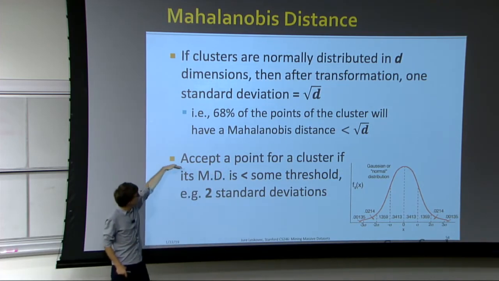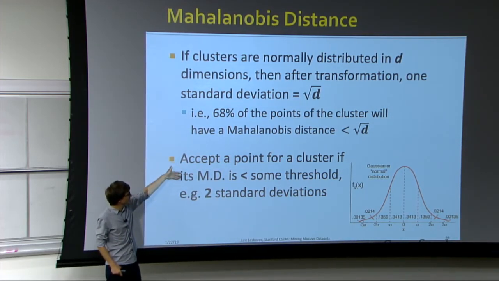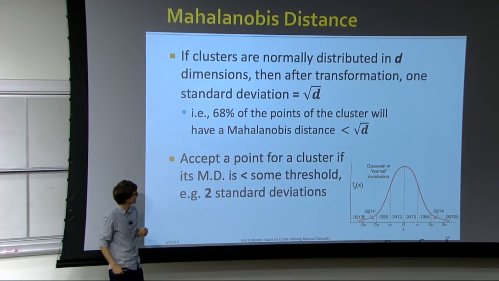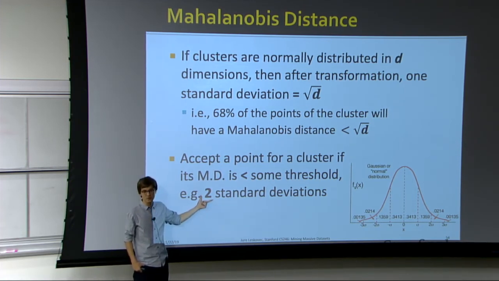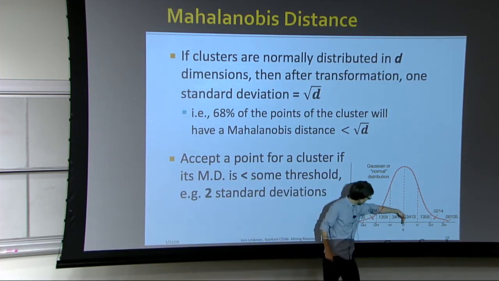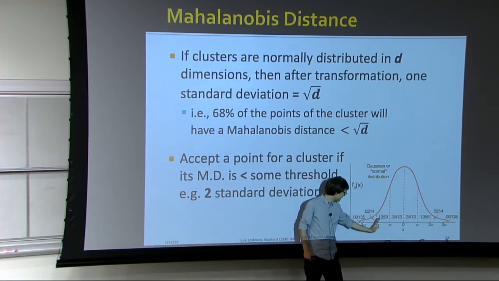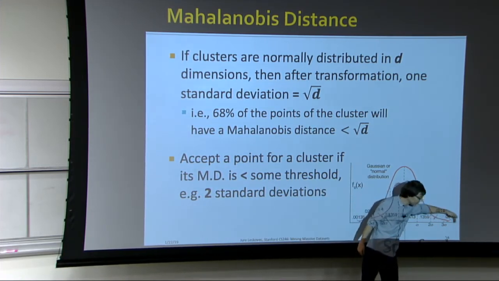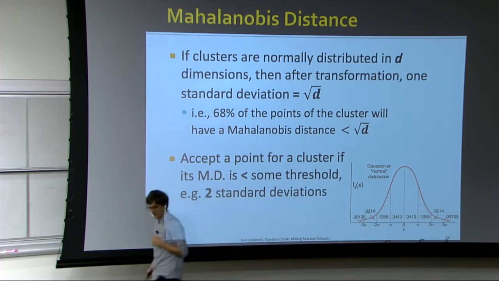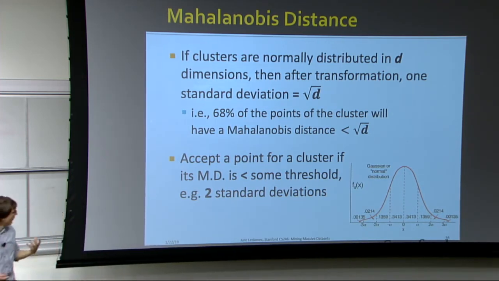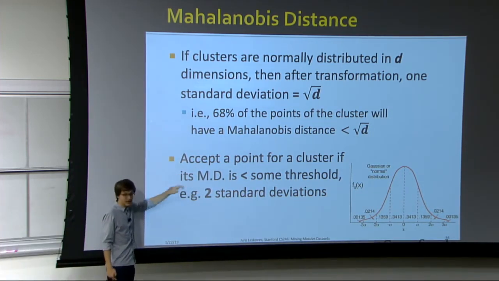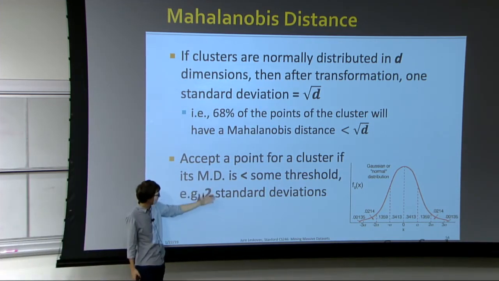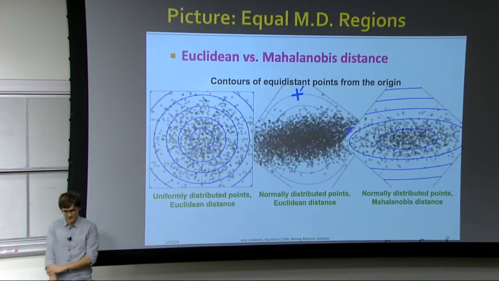So this means that I can decide to accept a point as belonging to a given cluster if the Mahalanobis distance between the point and the centroid of the cluster is less than some threshold, let's say 2 standard deviations, right? Because I know that within 2 standard deviations from the center, I will cover 95% of the data, like 2.5% this way and 2.5% that way. So this is how we can come up with a principled way to decide on the threshold for when to assign a point to the cluster. We'll assign it if the Mahalanobis distance is less than 2 standard deviations.